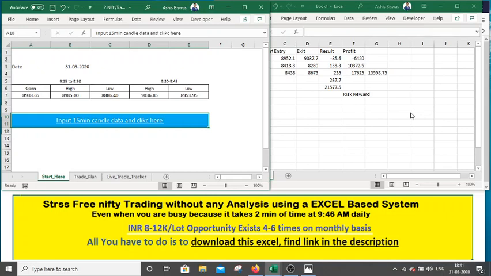See, simple things work in the market, and my goal is to give you simple strategies that work and that do not require much analysis.